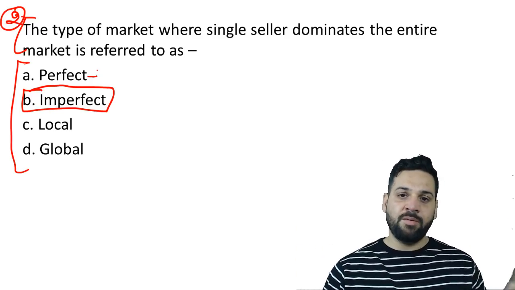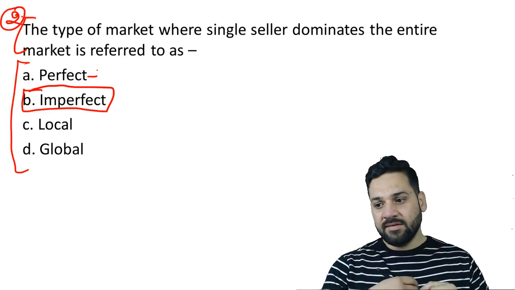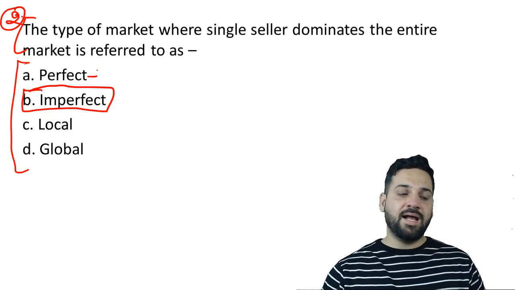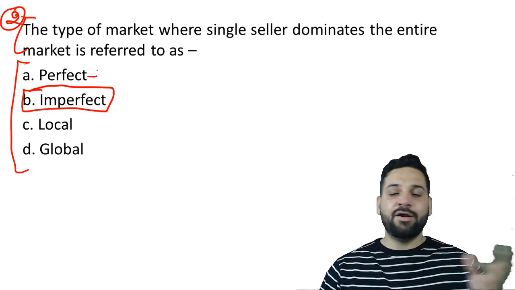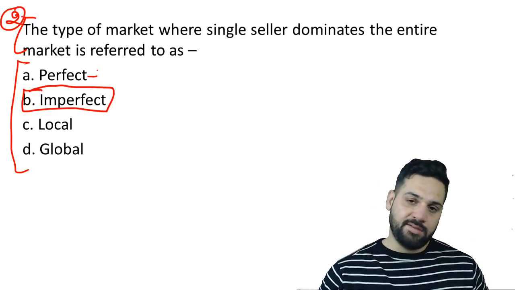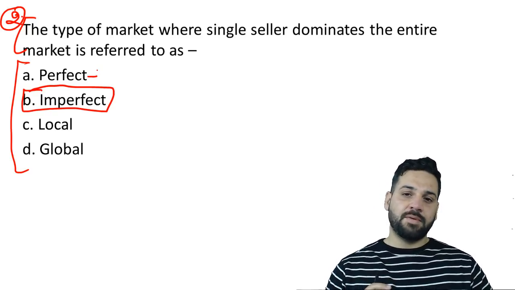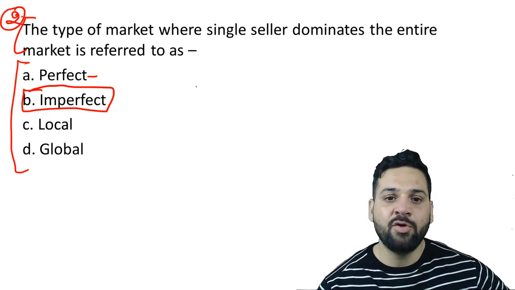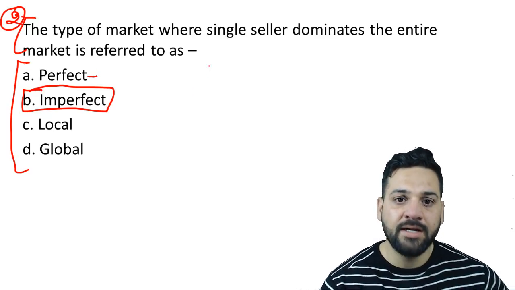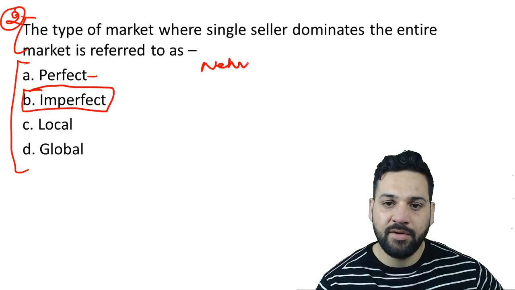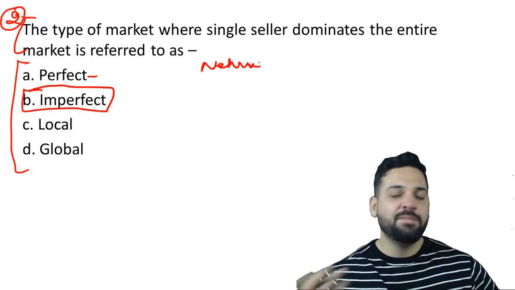The price of the same product is the same in the whole market, and nobody has any kind of uniqueness. Nobody differentiates. Sab log same saman bech rahe hain. For example, ab Nehru Place jao Delhi mein, right? Nehru Place, aapko ek example deta hu, Nehru Place jaoge, but wo bhi exactly perfect nahi hai.